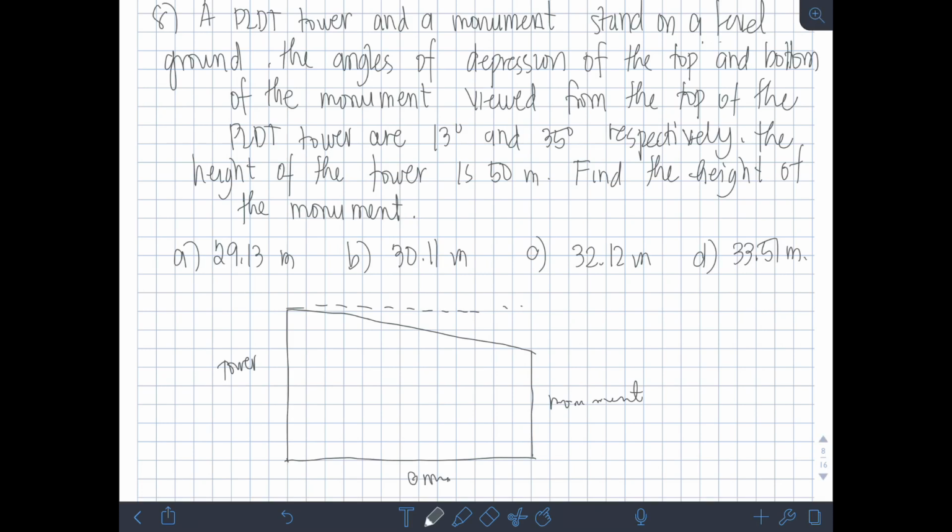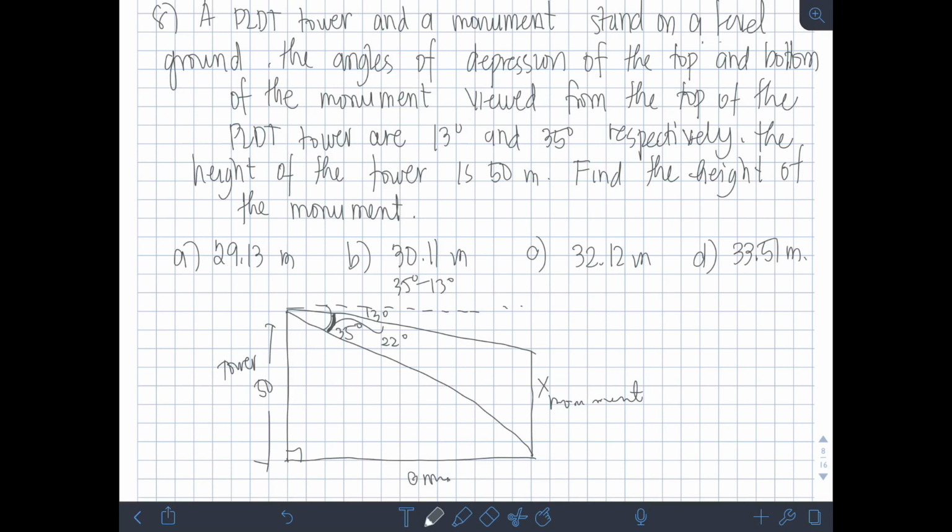Yung angle of depression daw ay 13 degree. Tapos yung angle of depression naman daw nung bottom nung monument as viewed from the top of the tower, let's say ito, is 35 degree. So, from here, masasolve natin yung angle na to in between, minus lang natin tong 35 degree minus 13, we have, ito yon 22 degree. Okay, so, ito, yung tower daw ay merong height na 50 meters. So, hanapin daw natin yung height ng monument, let's say x.